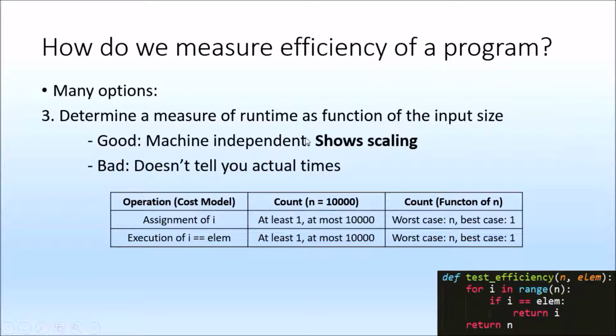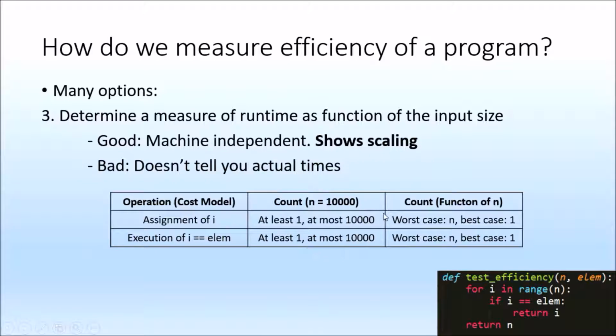And option 3 is that we're going to determine a measure of the runtime as a function of the input size. So we're going to go off that same idea of analyzing an input size, and what we're going to actually do is define an operation like the last time, and what we're going to call this operation is a cost model. And we're going to count this as a function of n.